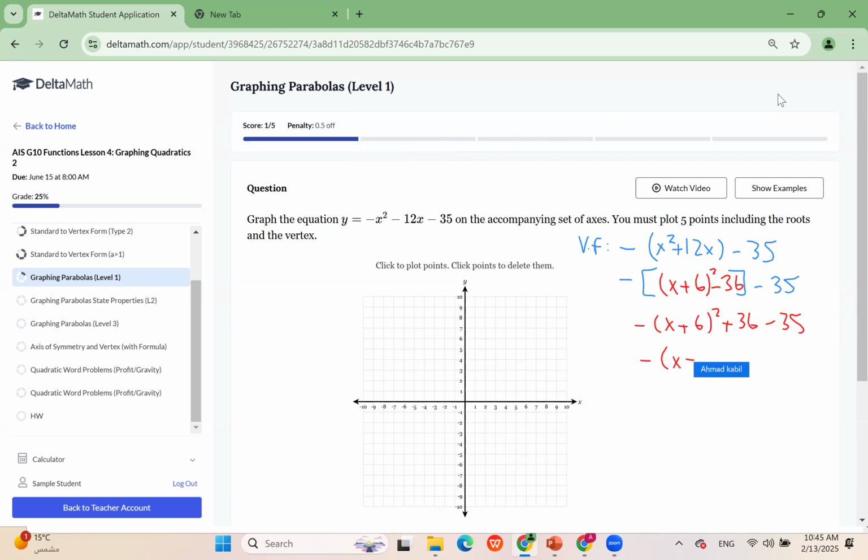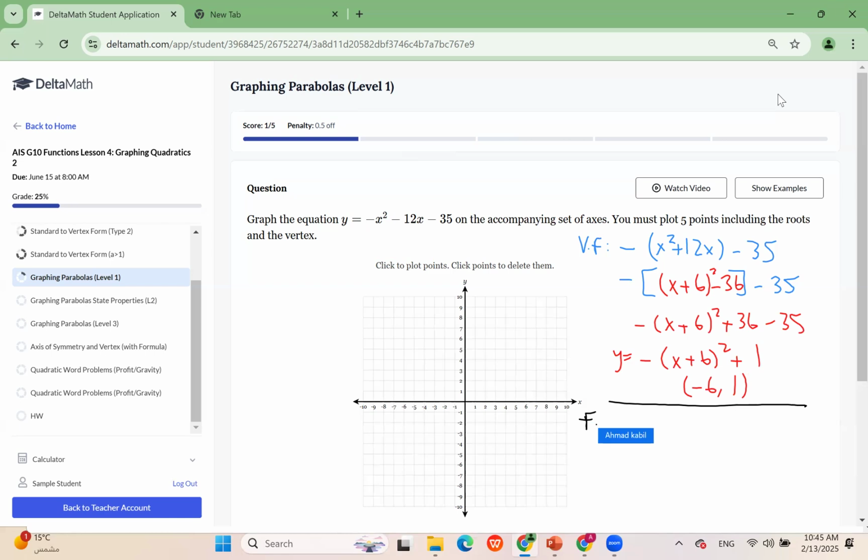Negative (x plus 6) all squared, y equals, of course, negative (x plus 6) all squared plus 1. So the vertex is (-6, 1). This is the first form. Now, for the second form, which is factored form, all we have to do is factorize, obviously.